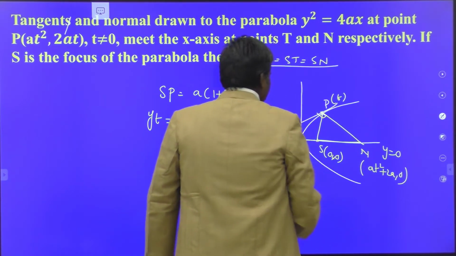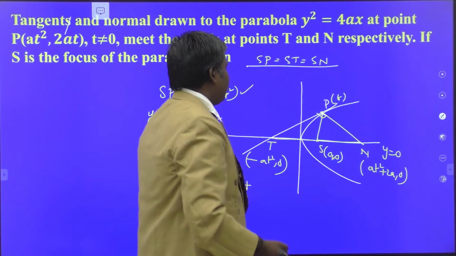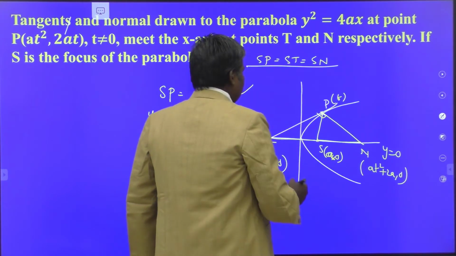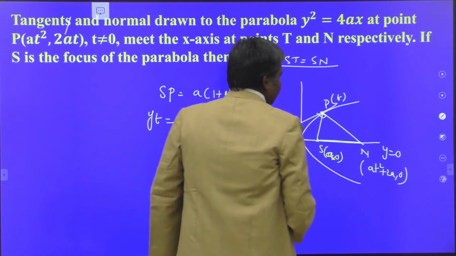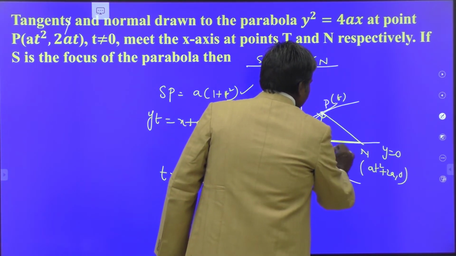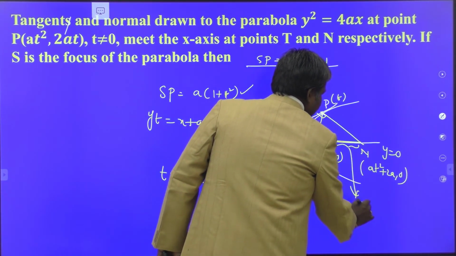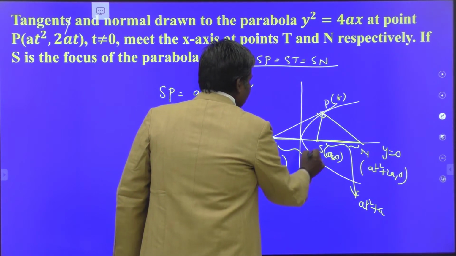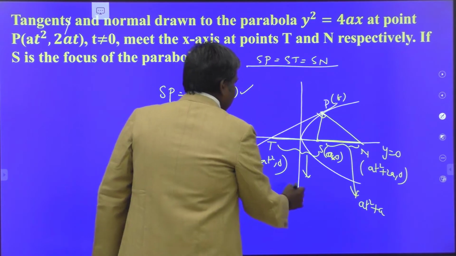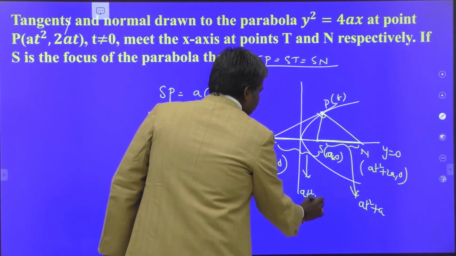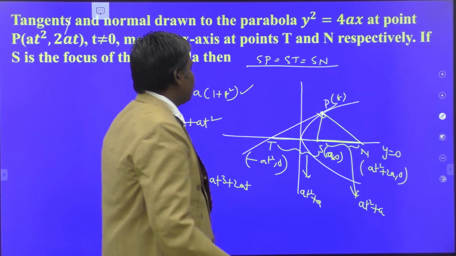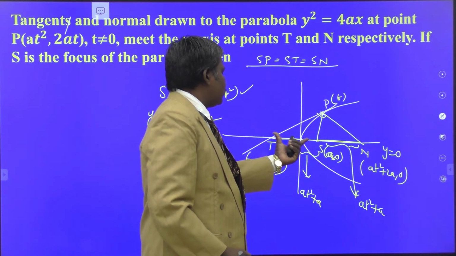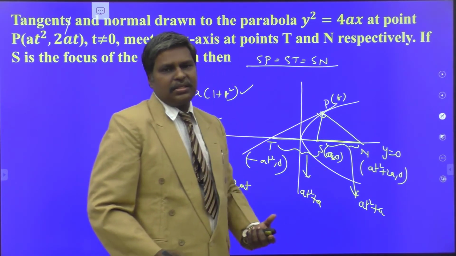So the coordinates of focus are (a, 0). This is S (a, 0). What is the distance from here to here? at square plus a. So the distance from here to here is at square plus a. Again the distance from here to here is also a plus at square. That is nothing but a into 1 plus t square. So a very important result for you: SP is equal to ST is equal to SN.